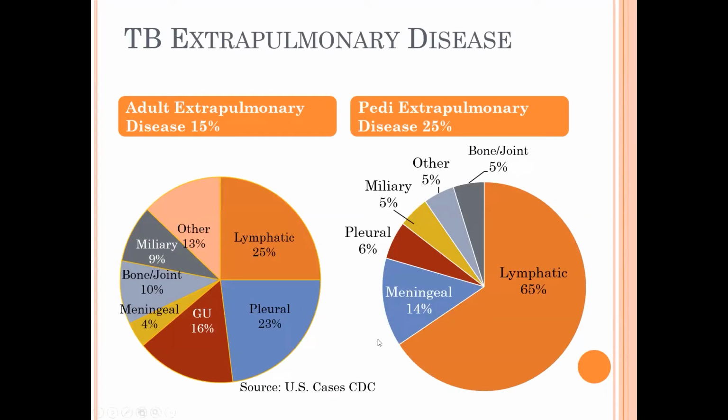In pediatric patients, overwhelmingly around 65% is lymphatic, and this includes the intrathoracic lymph nodes. And then look at meningitis at 14%. And compared to adults, pediatric patients have a higher risk of meningitis, a higher risk of extrapulmonary disease, and a higher risk of progression to disease if they're infected.